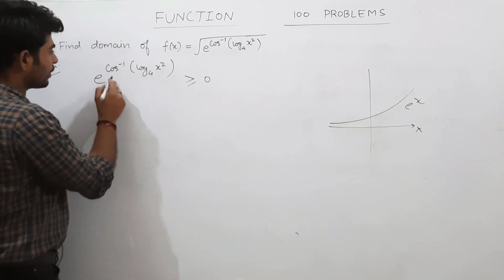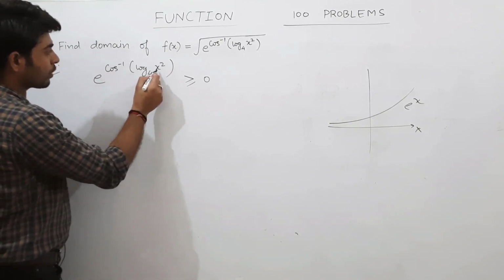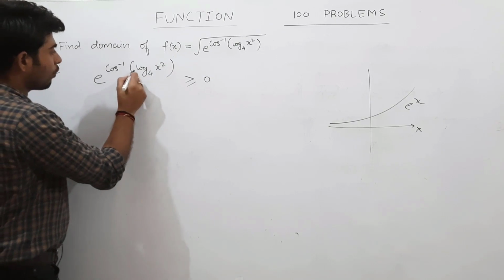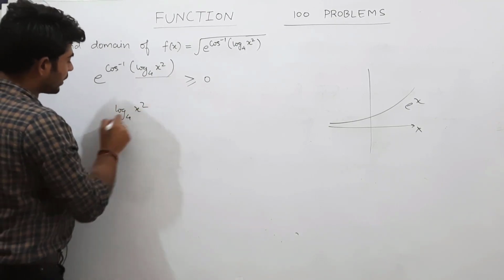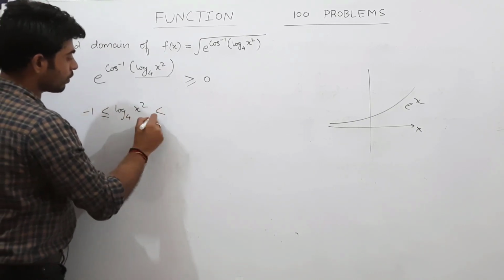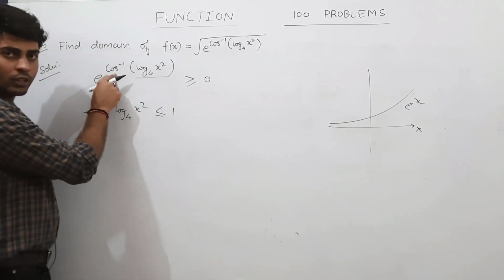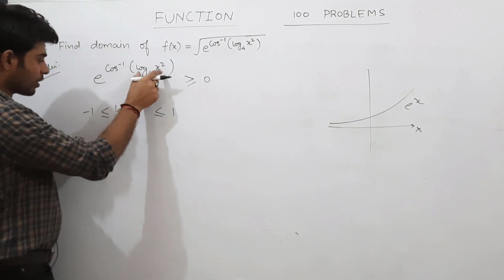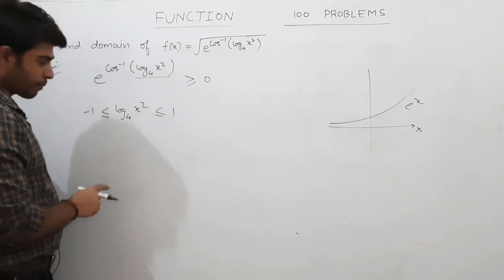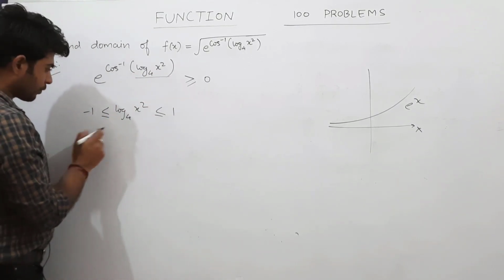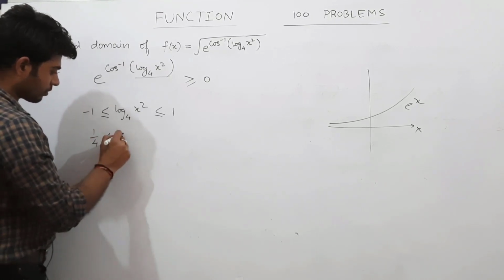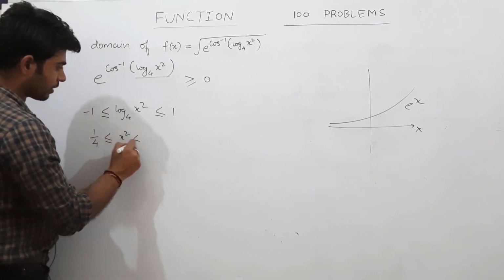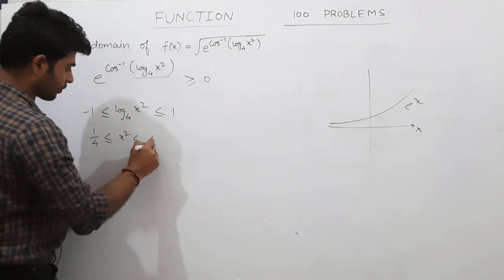So this will be defined when cos inverse of log base 4 x square is defined, when this quantity log base 4 x square should be in between minus 1 to 1, which is the domain of cos inverse x. So this quantity should be in between minus 1 to 1. So on transferring base we will get here 1 by 4 less than or equal to x square less than or equal to 4.